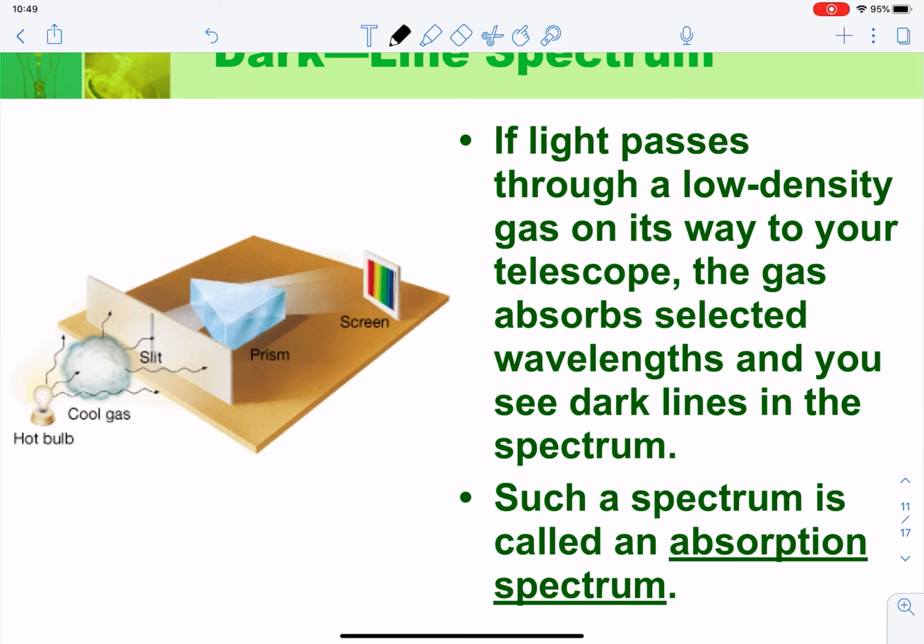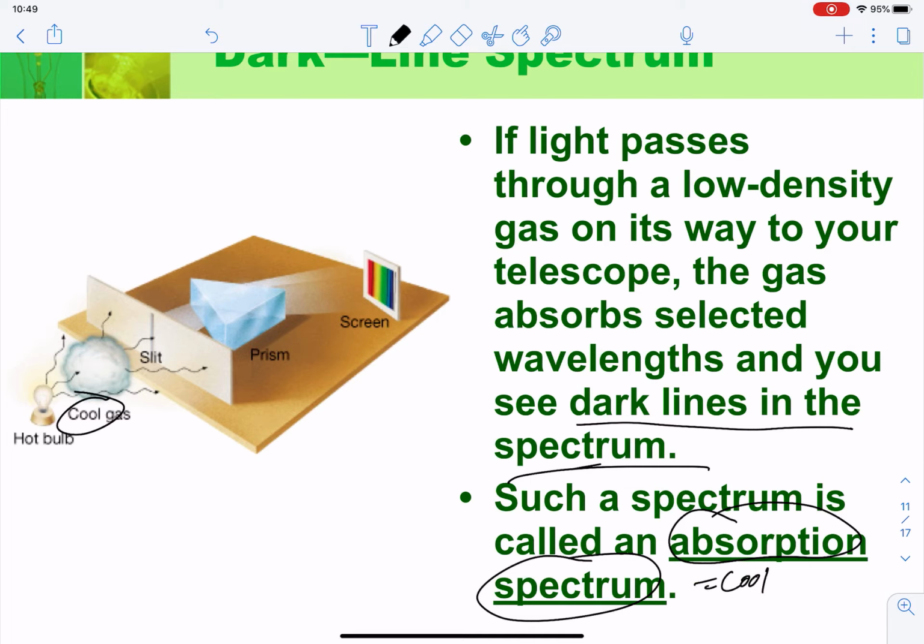So if light passes through a low density gas on its way to your telescope, the gas absorbs wavelengths as it goes, and you can see dark lines in the spectrum, right? Such a spectrum is called an absorption spectrum. Okay, so this is with a cool gas. So absorption is cool gas.